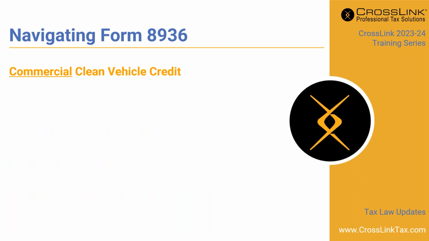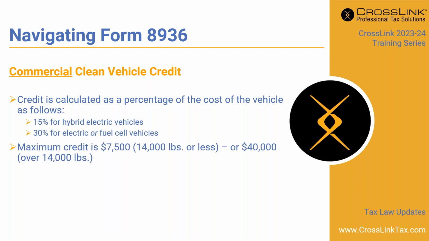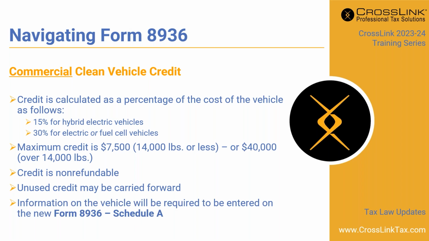Now, there's also a commercial clean vehicle credit, and these are the stipulations with regard to that as well. The credit is calculated as a percentage of the cost of the vehicle as follows. First of all, 15% for hybrid electric vehicles and 30% for electric or fuel cell vehicles. The maximum credit is $7,500 if it's 14,000 pounds or less, or $40,000 if it's over 14,000 pounds. Obviously, this has to do with the difference between trucks and cars as it pertains to commercial vehicles. The credit is non-refundable, and unused credit may be carried forward. And as is the case with the other two, both new and used, the information on the vehicle will be required to be entered on that new Form 8936, the Schedule A.